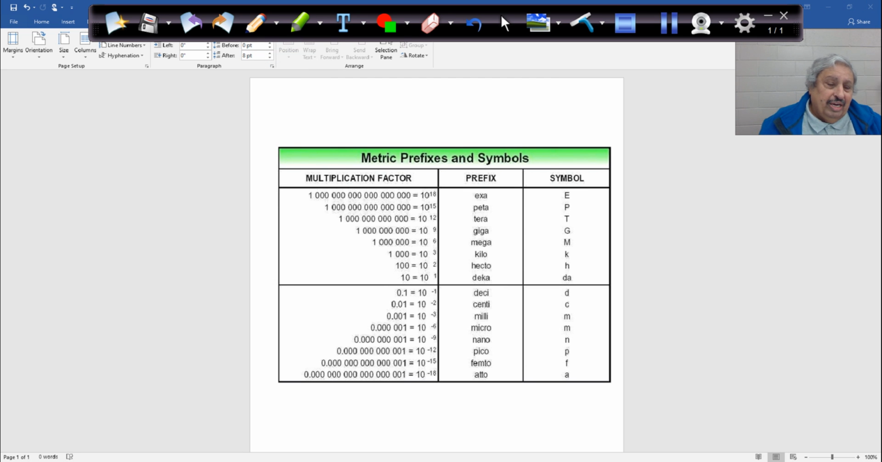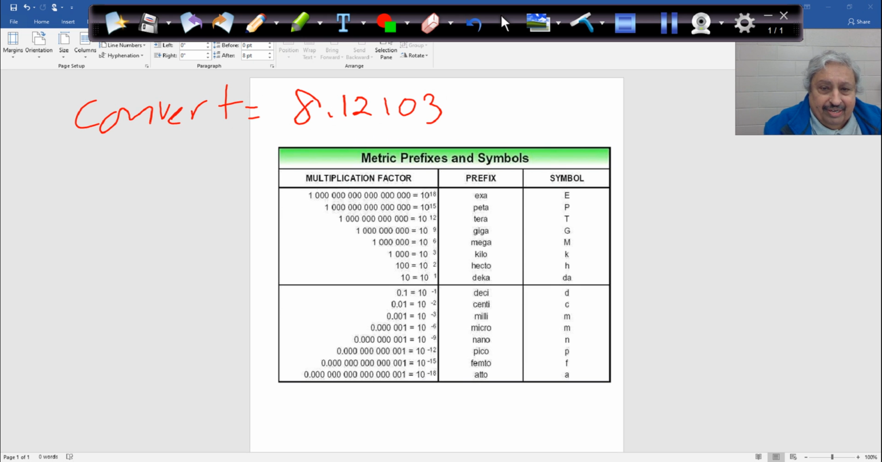So now we are looking at the volume. So convert 8.12103. How many sig figs do we have here? How many sig figs, guys? 6 sig figs. And what type of prefixes do you want to use? From what to what? We will be using liter as a volume unit, metric. We are in metric, we use liter.